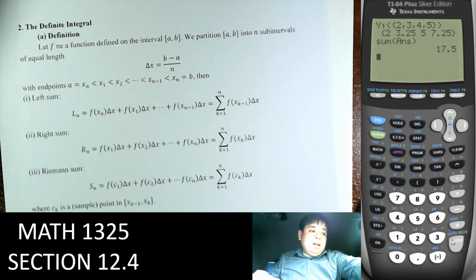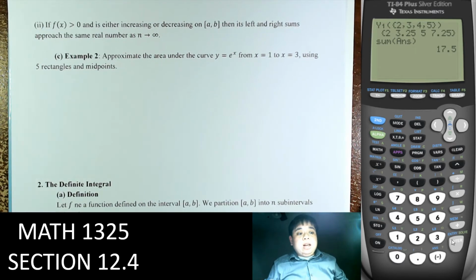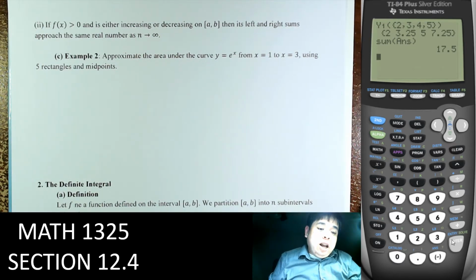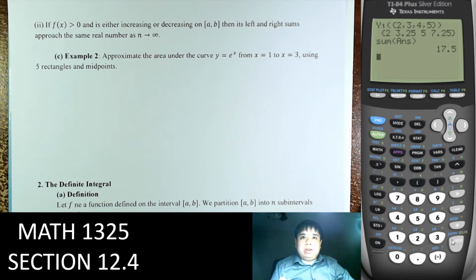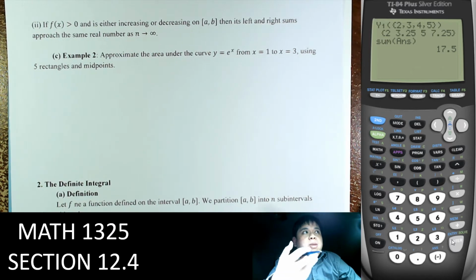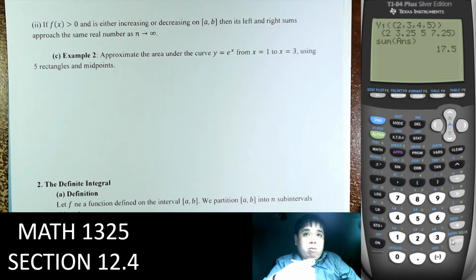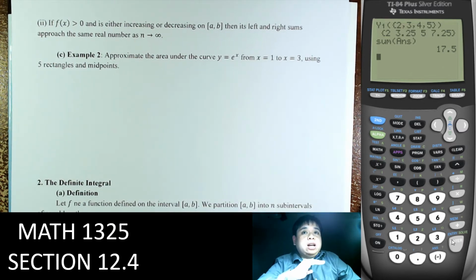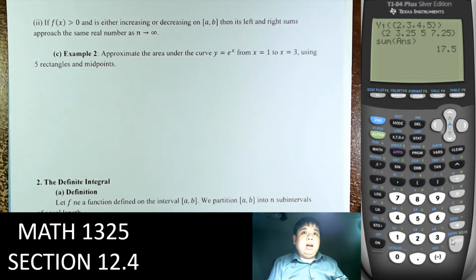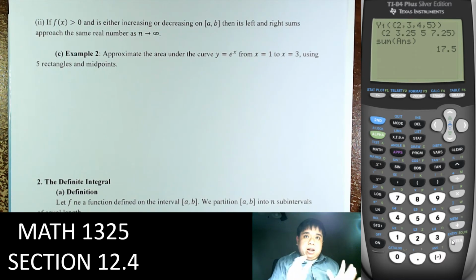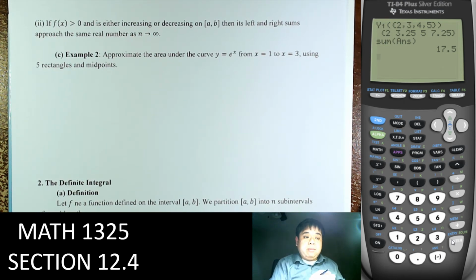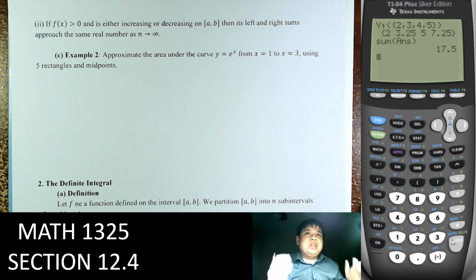And it says that if the function is positive and either is increasing or decreasing, then the left and the right sum approach the same number as n goes to infinity. So that is very important. To estimate the area under the curve, the more rectangles, the better the approximation. So if the number of rectangles goes to infinity, the sum using the left endpoint and the sum using the right endpoint are the same. Because of that, we can just use either one of them.